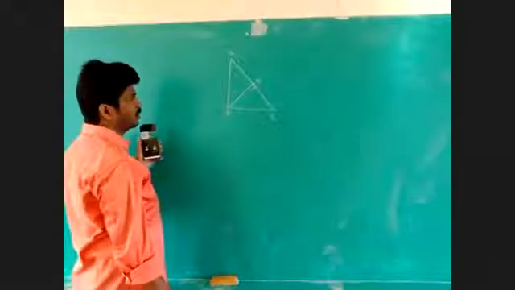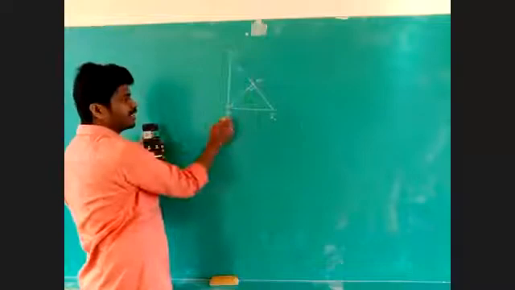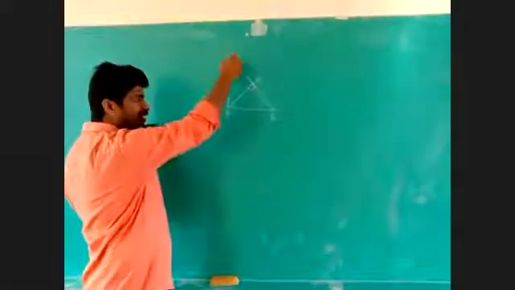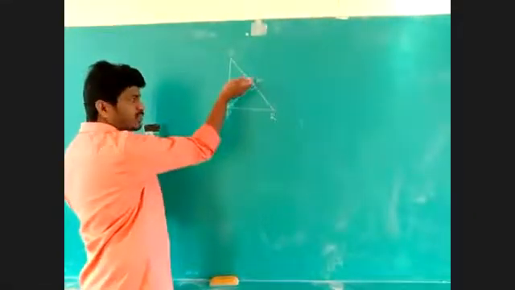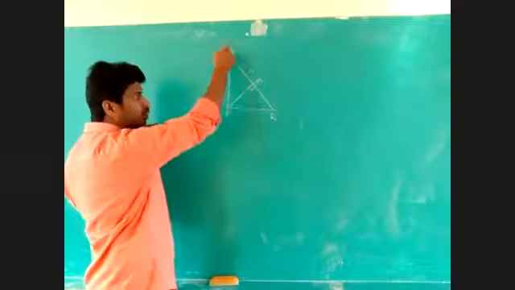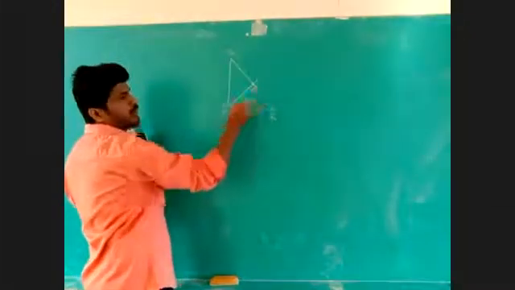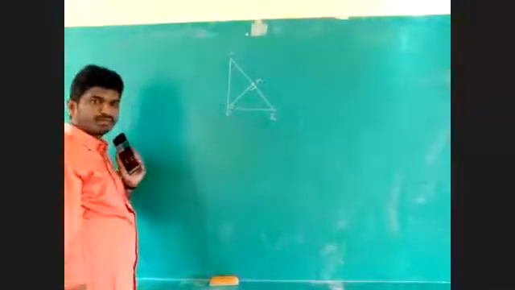Triangle PQR is a right angle triangle, right angle at the point P. And take one point M. M is a point on the side QR. If you join P and M, this PM is exactly perpendicular to QR. Then prove that PM square equal to QM into MR.